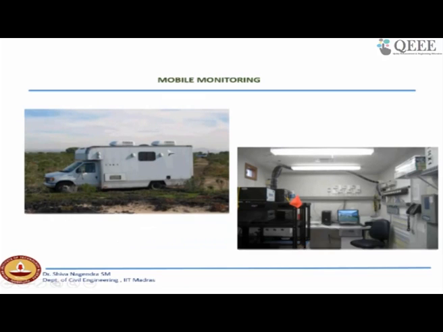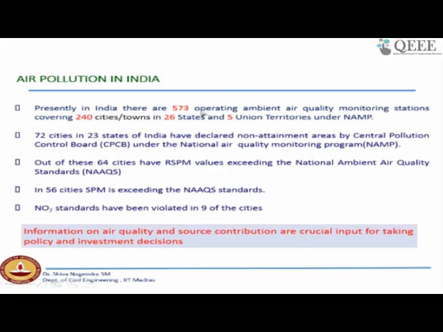You also have some cities that have mobile air quality monitoring stations, where the same set of sophisticated instrumentation has been placed in a mobile van, which is moved to different places to record the air quality. Okay. So the combination of these two will give you the spatial and temporal variation of air quality at a particular location.